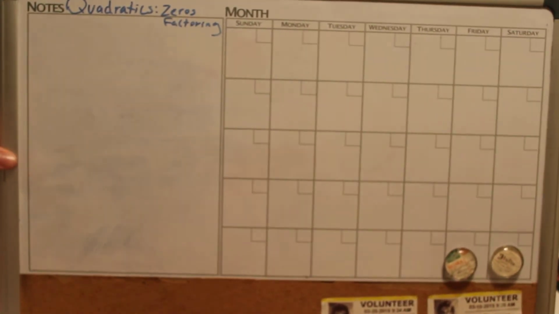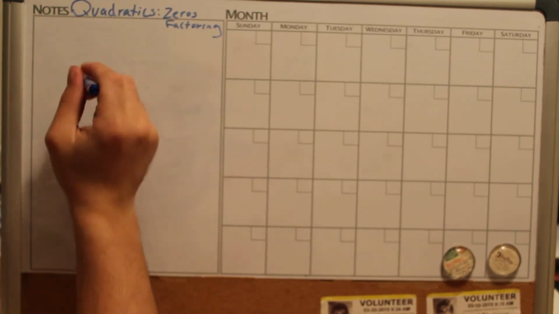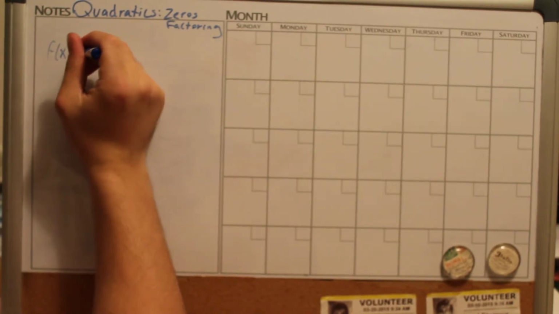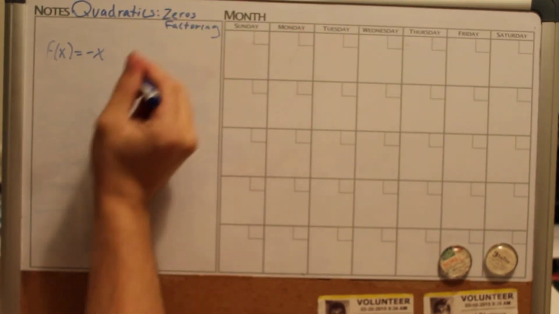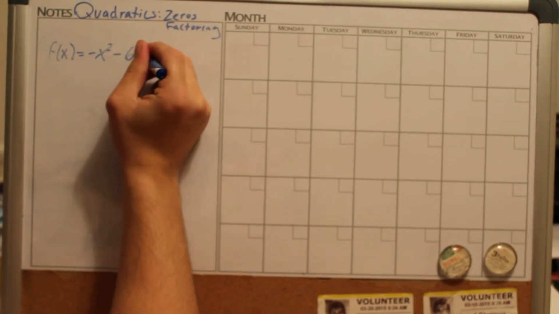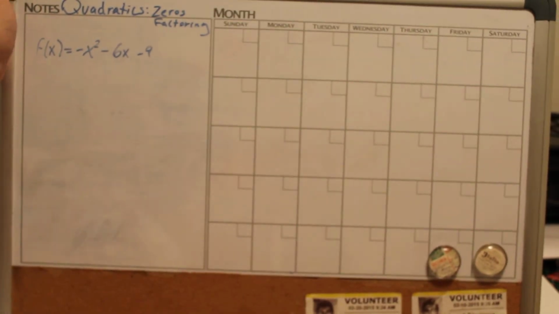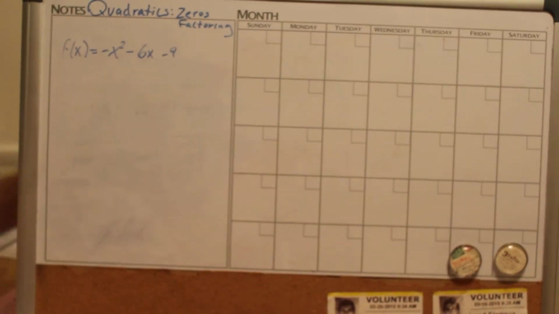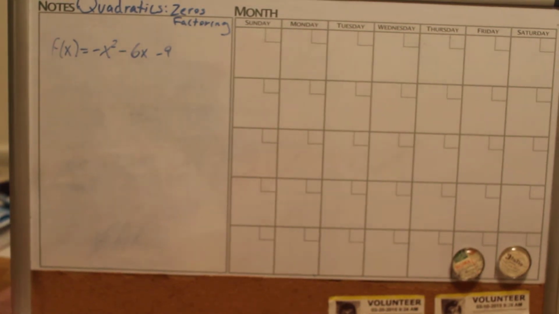Okay. Another example of this. Let's say we were given something like this. F of x equals negative x squared minus 6x minus 9.